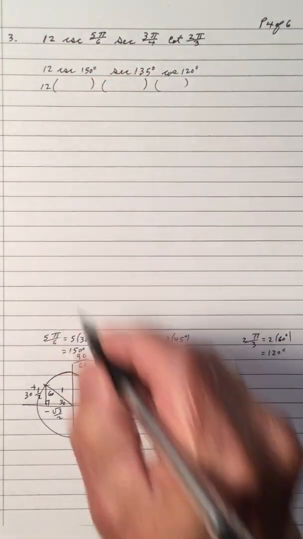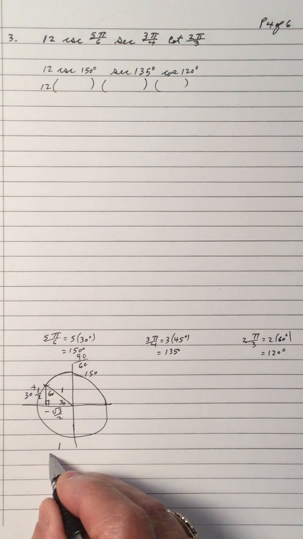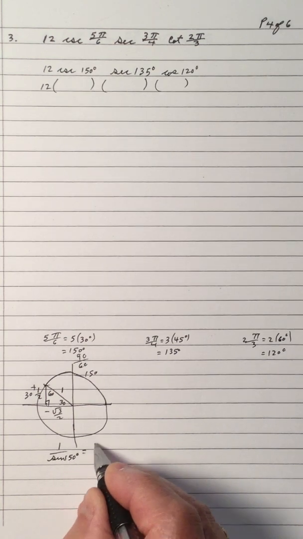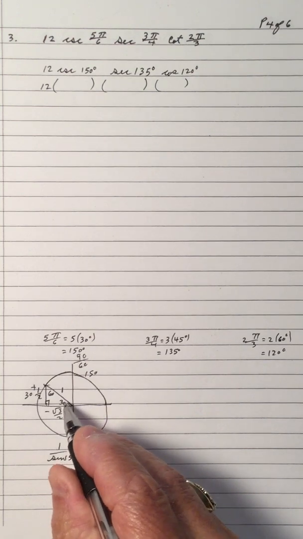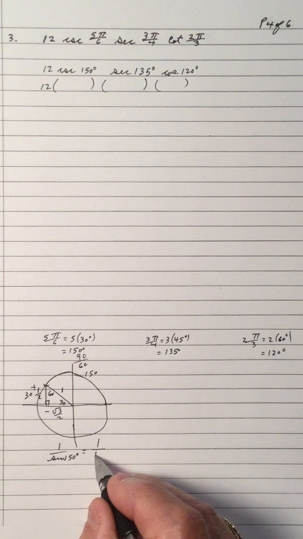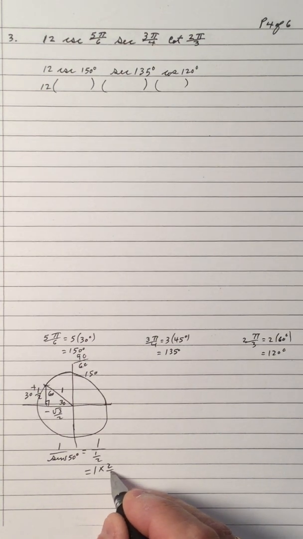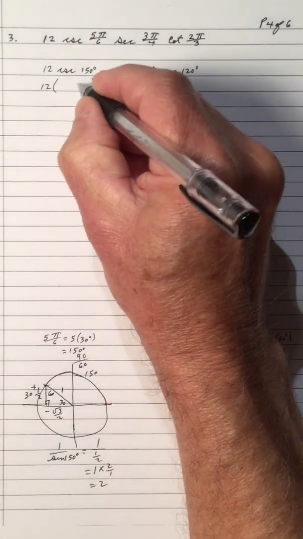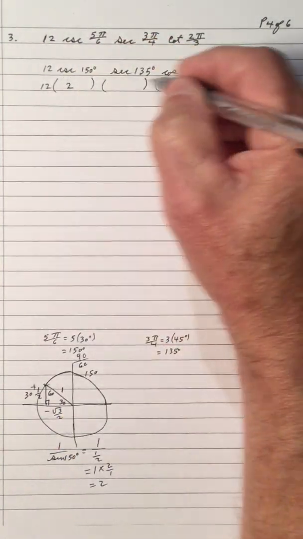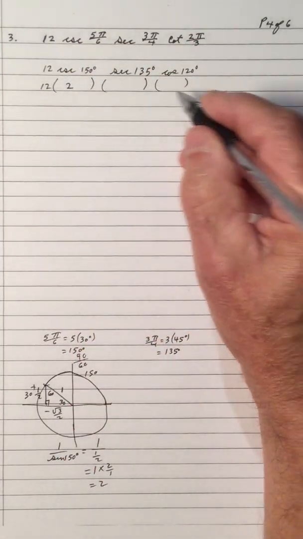So the cosecant is 1 over the sine of 150. The sine of 150 is the sine of the 30, and sine is a half. So that's 1 times 2 over 1, or 2. So that works out to be a 2. Notice I did the work here rather than in the brackets. I work it out and then put the final answer in.